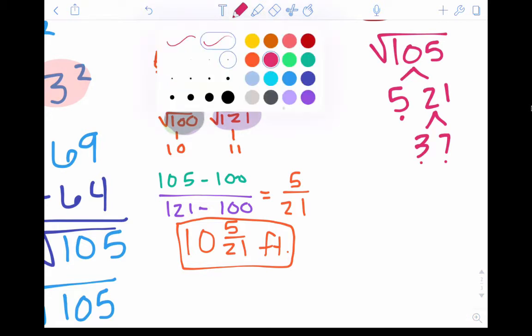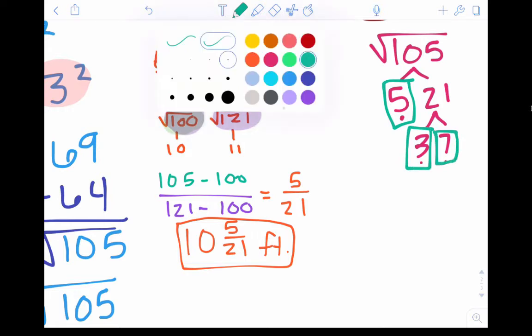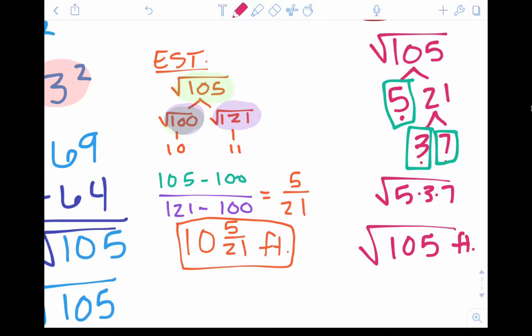When I go to box in my singles and circle my pairs, I notice that I only have singles. So that means that since there's no pairs, they all just stay inside. So this would be square root of 5 times 3 times 7, or just square root of 105. And don't forget to put your label on that.